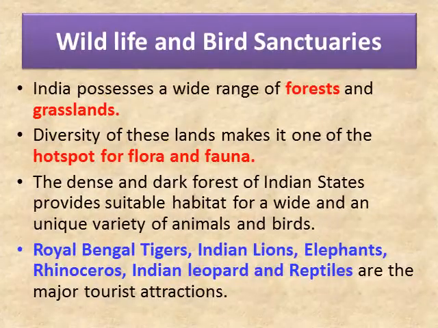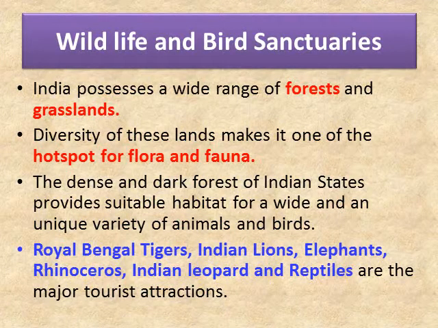Dear children, having learnt about the falls in India, let us learn about the wildlife and bird sanctuaries. India possesses a wide range of forests and grasslands. You know, children, a forest is a piece of land with many trees. And we depend on forests for our survival, from the air we breathe to the wood we use. It provides habitats for animals and livelihood for humans. It prevents soil erosion and mitigates climate change.